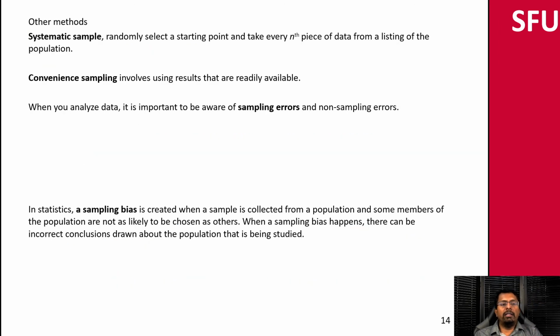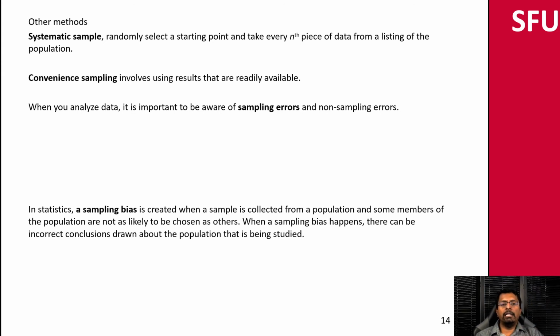So there are other methods, where you might use systematic sampling, where you have a starting point and then you take the nth sample. And then there might be a convenience sample, where basically you think about whoever is willing to take a survey on your website. That might be a convenience sample, or some sample that you might already have.